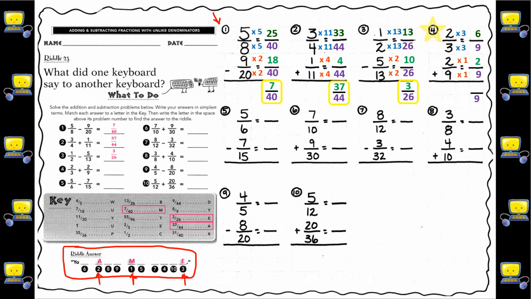I'm going to add. I keep 9 as my denominator. 6 plus 2 is 8. I cannot reduce this fraction, so my answer for question 4 is 8 over 9. This matches with the letter Y. So for question 4, we're going to answer Y.